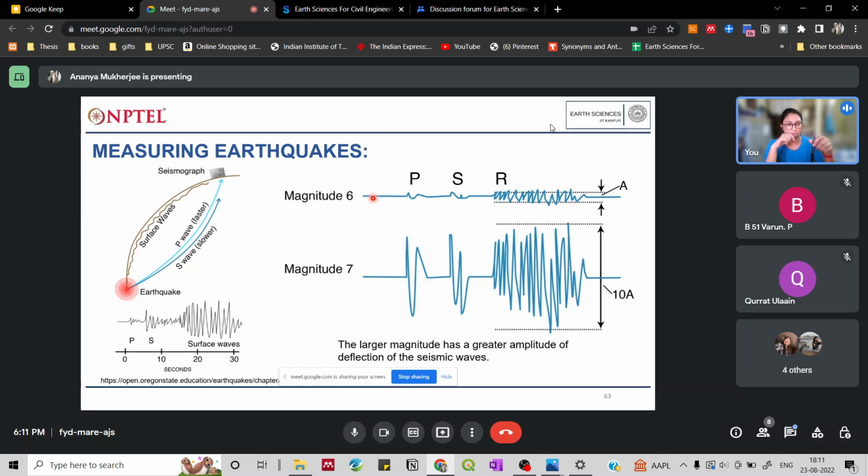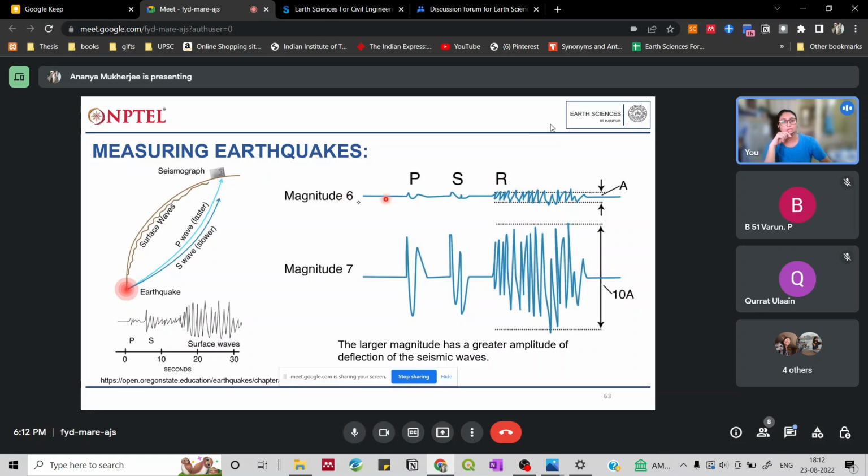When there is shaking or vibration in that area, the pen is freely moving. The pen is in touch with that paper, and it starts plotting the motion that is experienced by the instrument. The first wave that is plotted is the P wave, because it is the fastest traveling wave. Then comes the S wave, and then the surface waves. Over here, R means the Rayleigh wave.